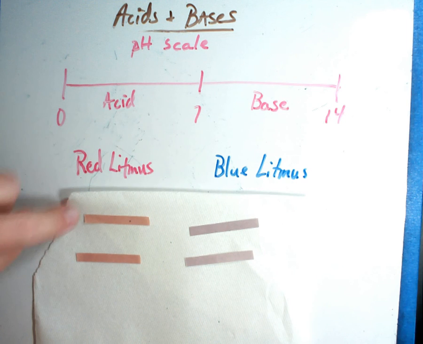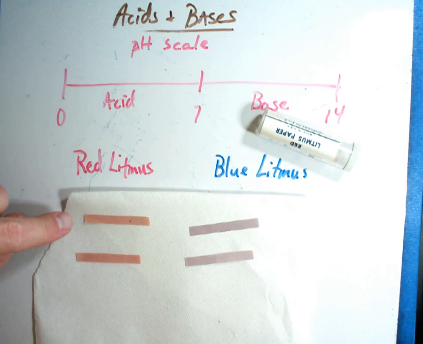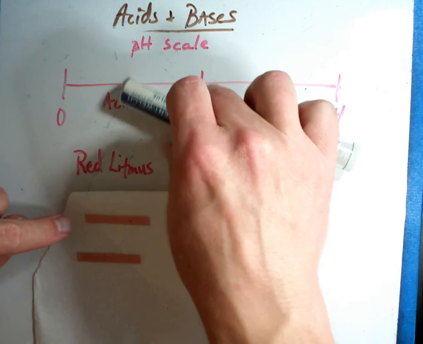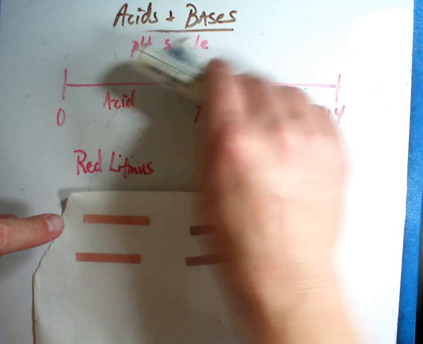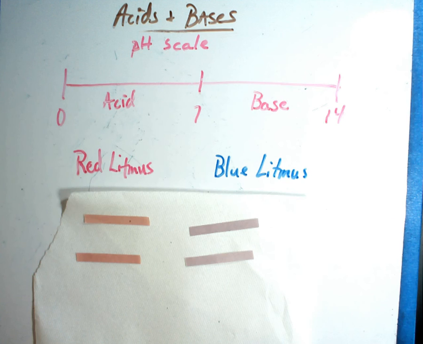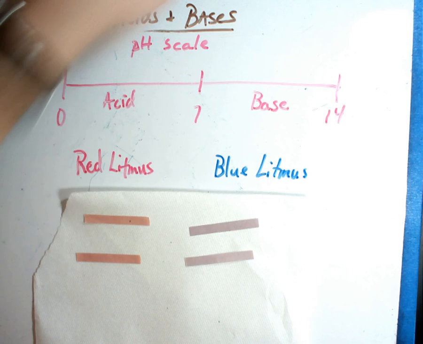Now this is just a strip of paper, and I just get it out of this container that says red litmus paper, and then there's another one that says blue litmus paper. It's just paper that has this liquid dried in it. Now, I'm going to show you an example of what happens.